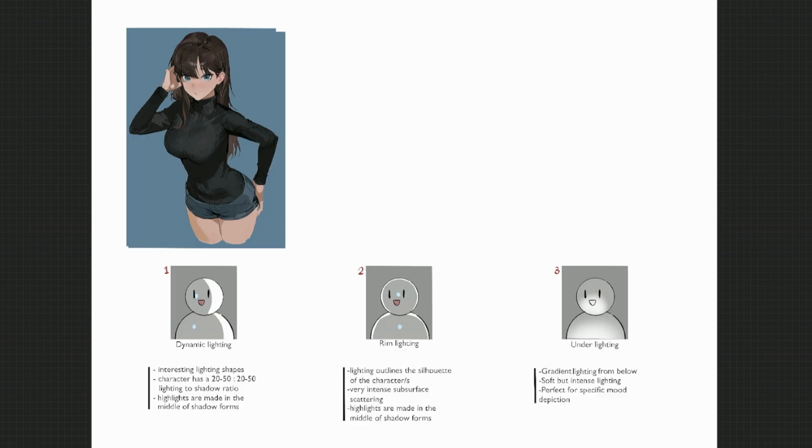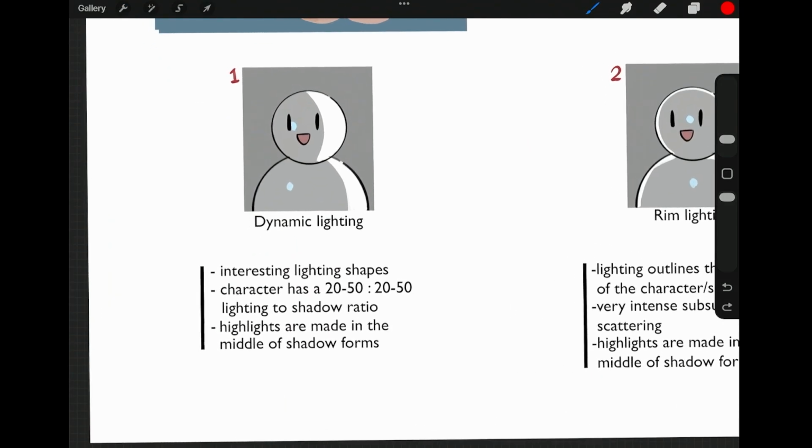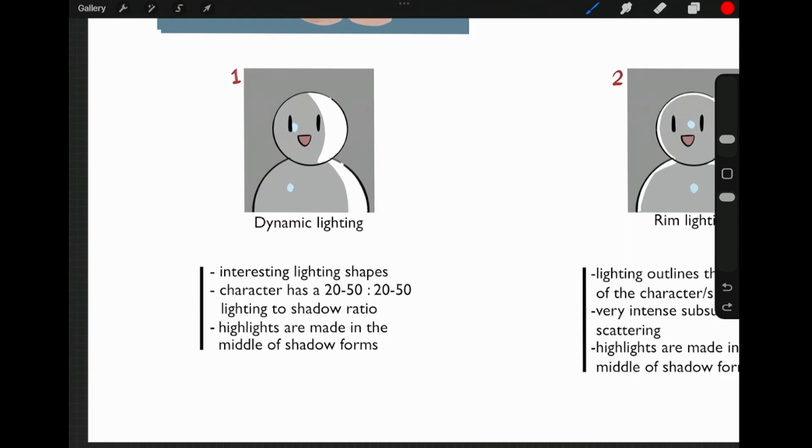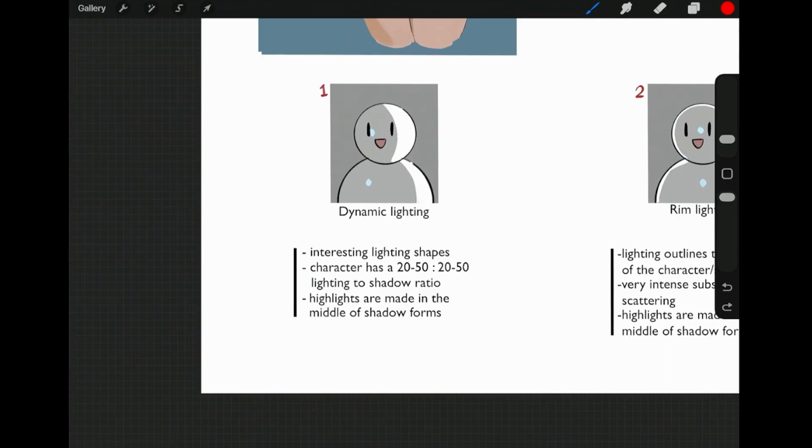So let me just zoom in here. Dynamic lighting. If you read there, it says interesting lighting shapes. Character has a 20 to 50% lighting to shadow ratio, and highlights are made in the middle of shadow forms. So basically, with this type of lighting, you have the really striking and prominent dynamic lighting that you have when you put the majority of your character in this strong lighting.